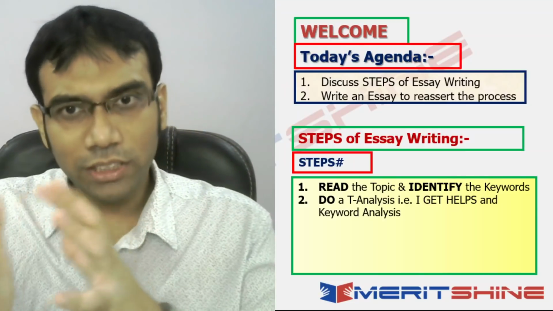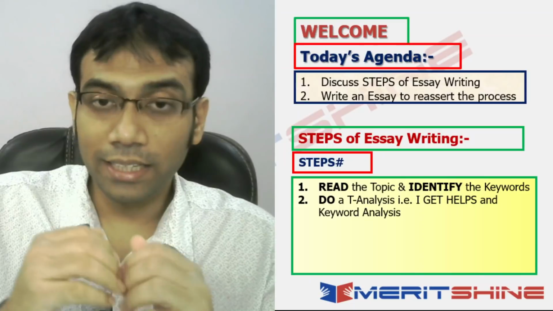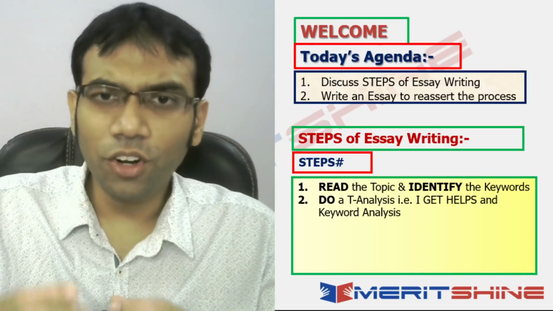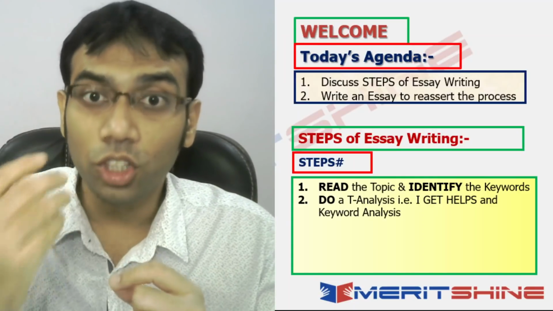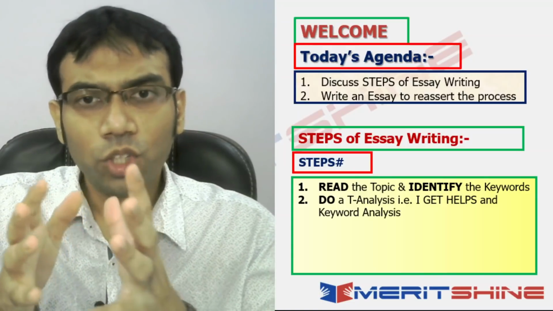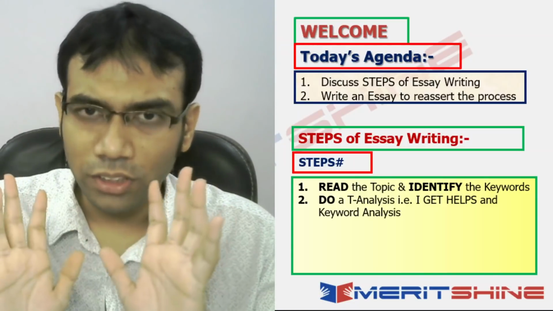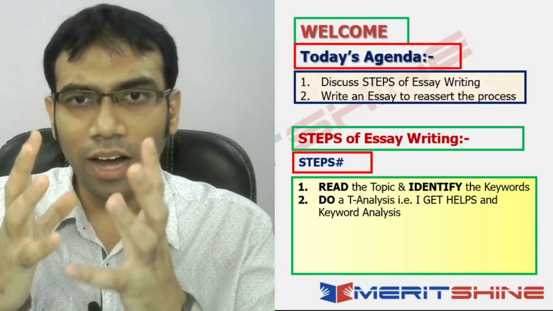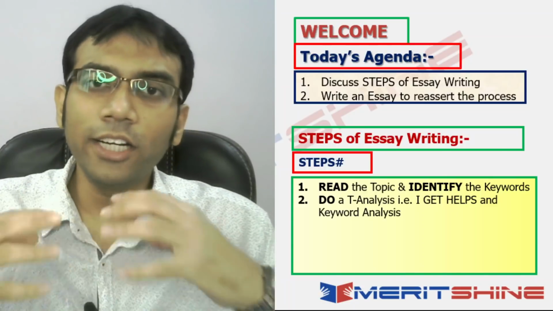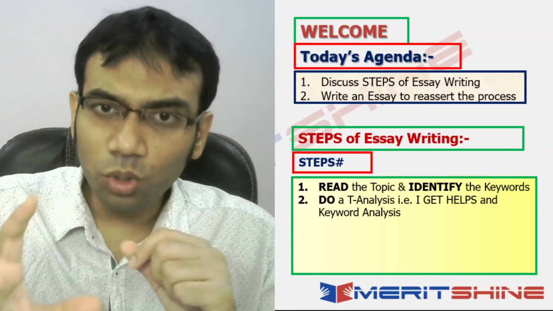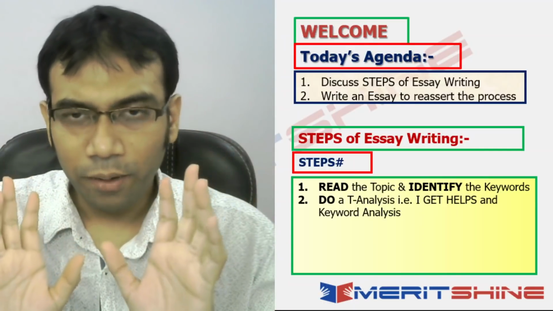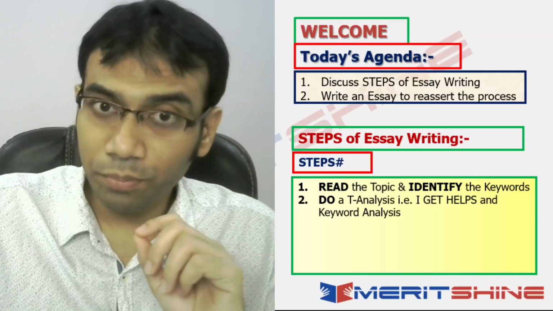Now, T analysis, which is helps analysis plus keyword analysis, through it you can have a lot of points. But essentially, for a 250 to 300 words essay which you are supposed to write, you do not need more than 4 to 5 points. So once you have a handful of points, like 5 to 6 at the max, you are done. You do not need to hunt for more points. You need to now orient your points in such a way so that you can write your essay, right? So today also we are going to do the same thing.